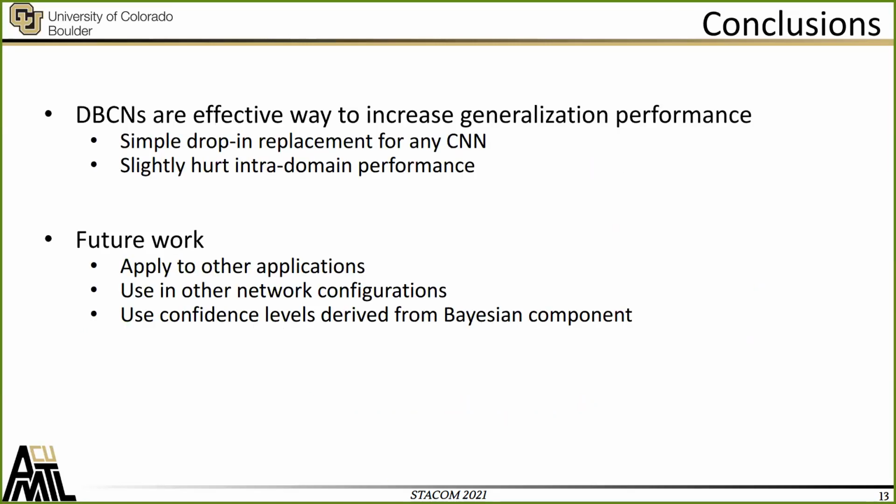In conclusion, DBCNs are an effective way to increase the generalization performance of a network with a simple drop-in replacement for any standard convolution. While the generalizability comes with a small decrease in performance for intra-domain tasks, we believe that DBCNs are a good addition to any existing network to help combat the over and underfitting present in many machine learning networks today. In the future, we hope to apply DBCNs to other applications in other network configurations and use the confidence levels inherent in the Bayesian convolution formulation to further improve our performance.